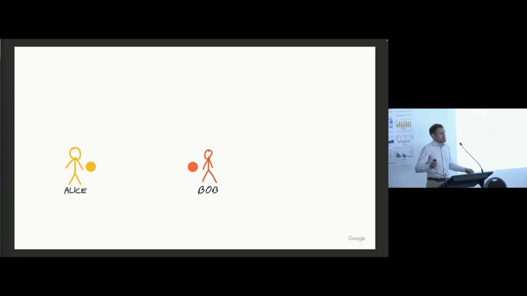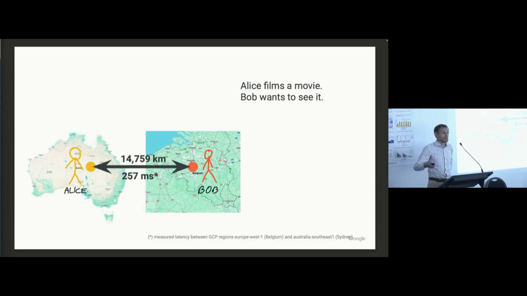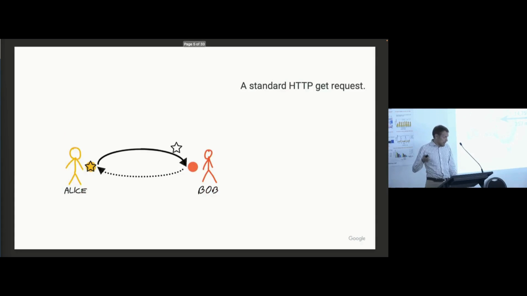So I'll start with a story. We have Alice and Bob, and Alice films a movie, and Uncle Bob wants to see this movie. The only problem is that Alice lives in Alice Springs in Australia, and Uncle Bob lives back in Europe in Brussels. So the network latency, as well as the geographical distance, is huge, right? The standard way to get this movie is that Uncle Bob issues an HTTP GET request and gets the movie from Alice.